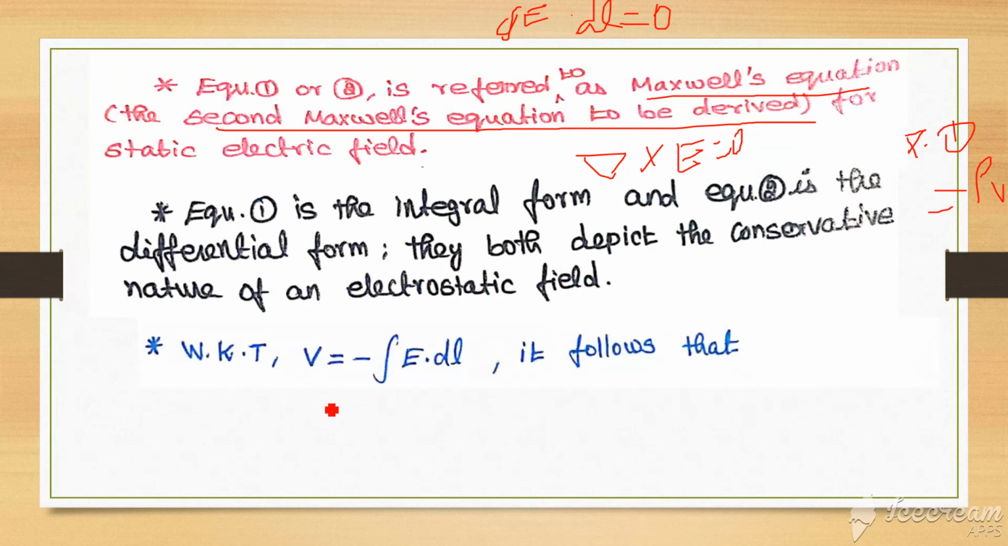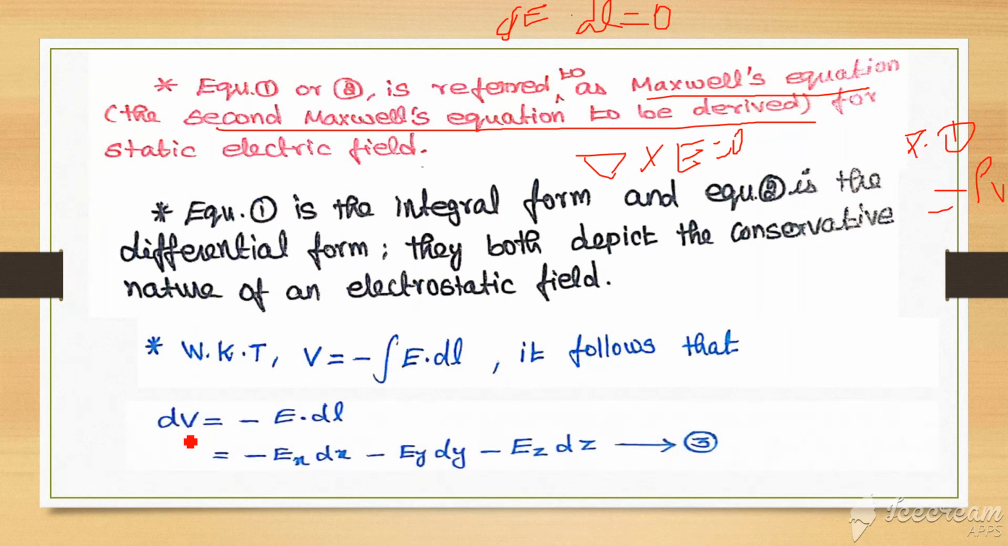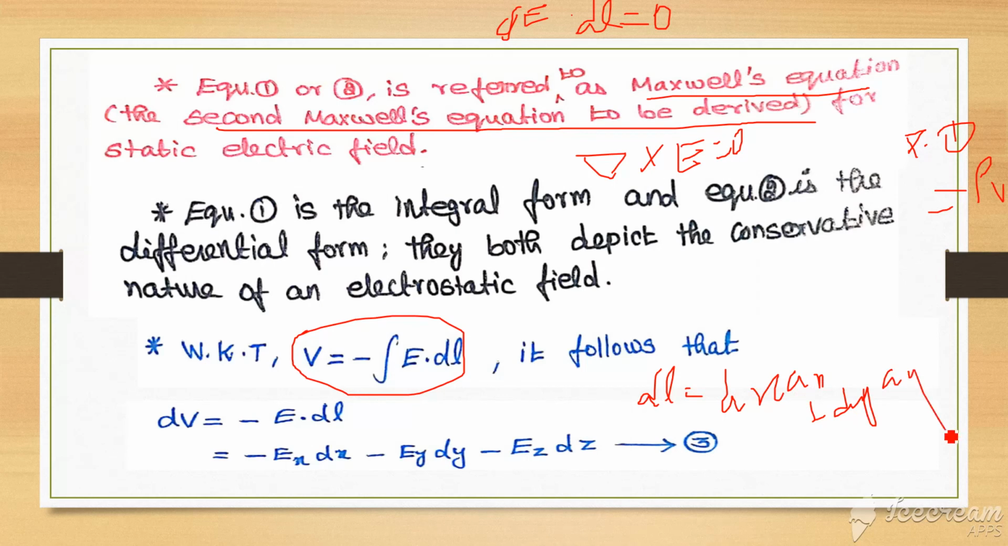We know already that V is equal to minus integral of E dot dl. While differentiating this equation, V becomes dV and the integral cancels. So we get dV equal to minus E dot dl. Again, we can define dl, the differential length in Cartesian coordinates, as dx ax plus dy ay plus dz az.